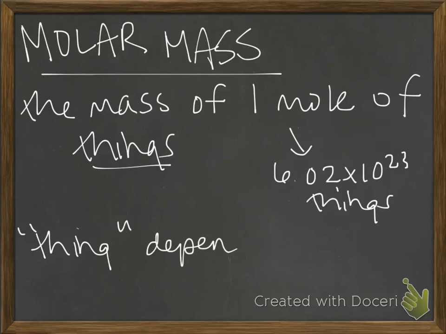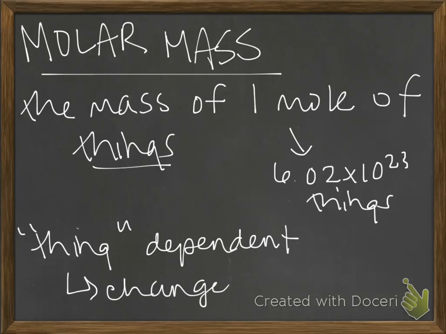dependent, meaning it changes. It absolutely depends on what my thing is that I am measuring. 1 mole of eggs is going to have a very different mass than, say, 1 mole of ants will, okay? Because 1 egg has a different mass than 1 ant.